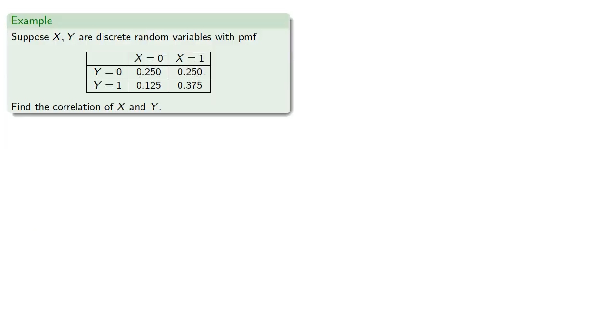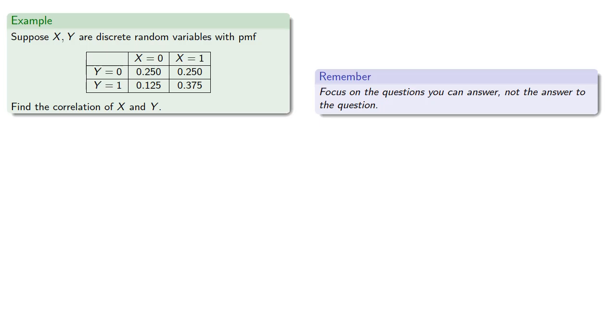So let's consider a few discrete cases. Suppose x and y are discrete random variables with PMF. Let's find the correlation of x and y. So a useful strategy as problems get more complex: focus on the questions you can answer, not the answer to the question.